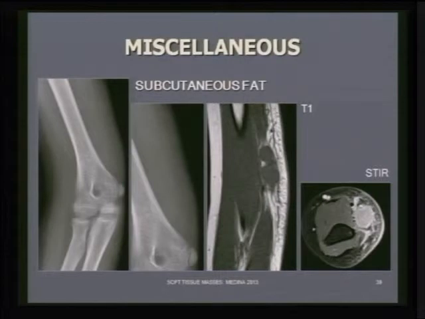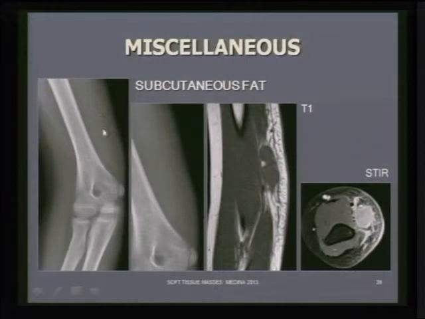Don't forget looking at the subcutaneous tissues. We've mentioned mainly the deep soft tissue so far, but occasionally we can see abnormality in the subcutaneous tissues. So here on the medial side of the distal arm, we can see reticular soft tissue shadowing in the subcutaneous fat, compared with the normal subcutaneous fat on the lateral side, which is very clean with a clear margin to the soft tissues.